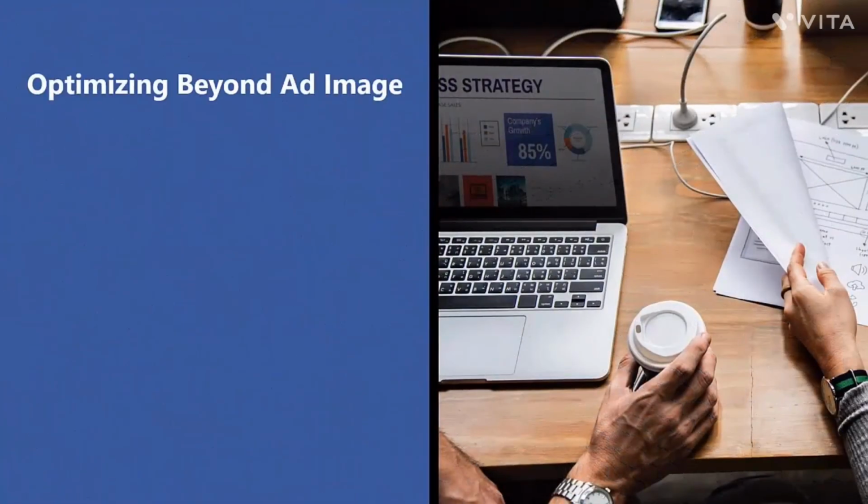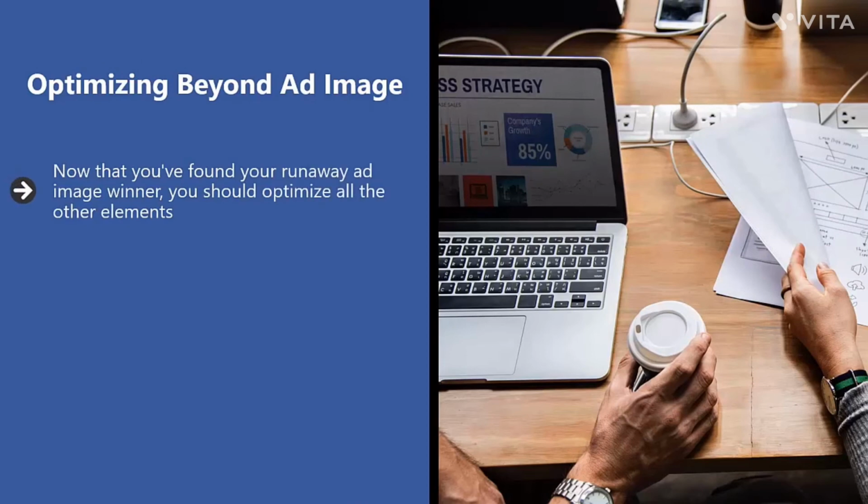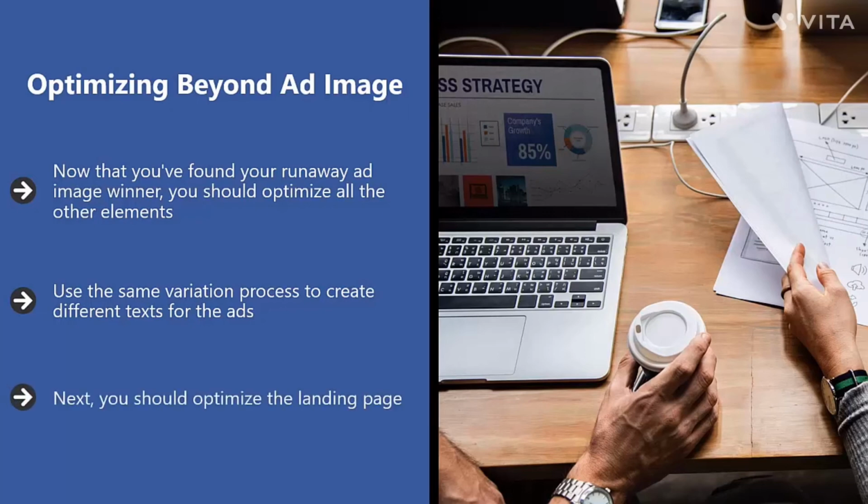Optimizing beyond ad image. Now that you've found your runaway ad image winner, you should optimize all the other elements. Use the same variation process to create different text for the ads. Pick the runaway winner in terms of the ad descriptions and repeat this process until you can't improve the click-through rate anymore. Next, you should optimize the landing page. This will impact your conversion, so make variations of the different landing pages.